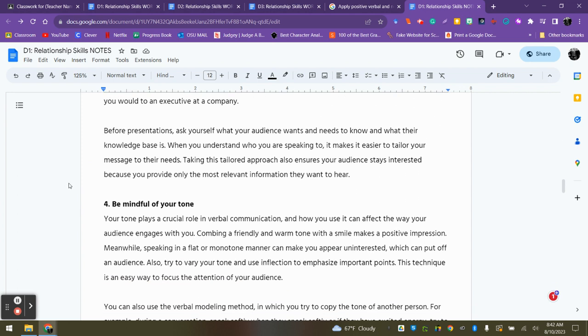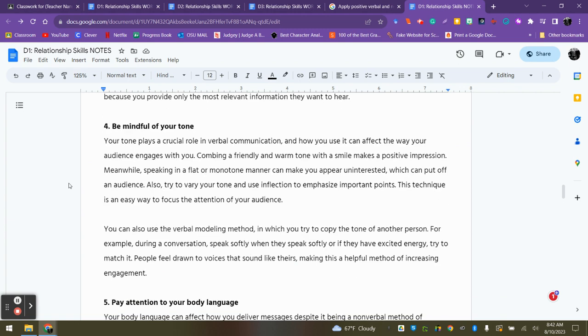Before presentations, ask yourself what your audience wants and needs to know and what their knowledge base is. When you understand who you are speaking to, it makes it easier to tailor your message to their needs. Taking this tailored approach also ensures your audience stays interested because you provide only the most relevant information they want to hear. Number four, be mindful of your tone.